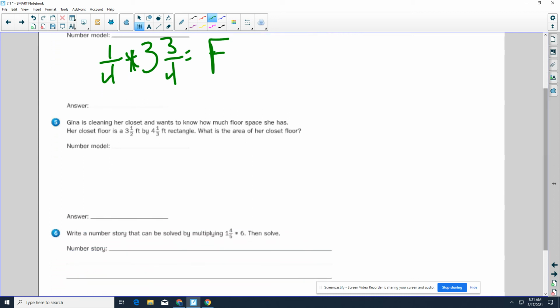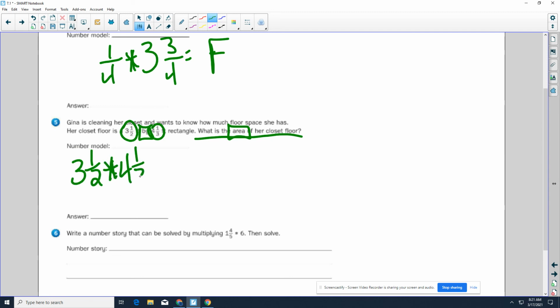Gina is cleaning her closet and wants to know how much floor space she has. Her closet is 3.5 feet by 4 1/3 feet rectangle. What is the area? So when I see area and I see by, I automatically know that I'm going to be multiplying. So I would say 3.5 multiplied by 4 1/3. And I'm just going to say A for area. And then you would actually go through and solve that. So 3.5 multiplied by 4 1/3 equals A.